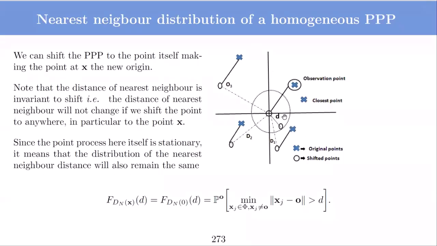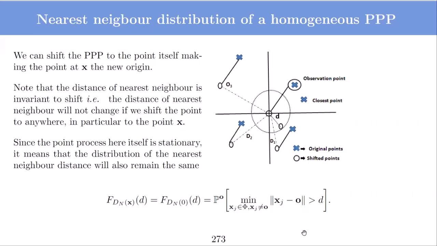Again, the point process is stationary, that is why I'm doing it. So I can just compute the nearest neighbor distance of the point at the origin. What I want to say here is that the nearest neighbor of the point at x has the same distribution as the nearest neighbor of the point at the origin. So I will compute the probability that the minimum distance of points from the origin is greater than d, conditional on there being a point at the origin. If it's stationary, instead of looking at the point at x, I can just look at the point at the origin. It's not going to change any distribution.